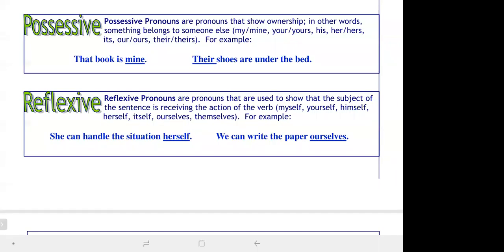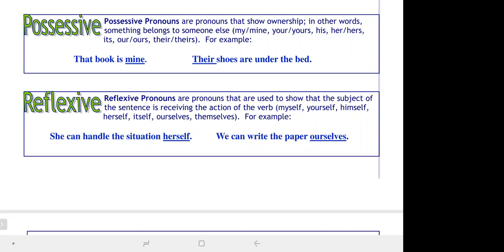That book is mine. That book is mine means it belongs to me. Their shoes. When you say their shoes are under the bed, their refers to the group of people, to them. The shoes belong to them.